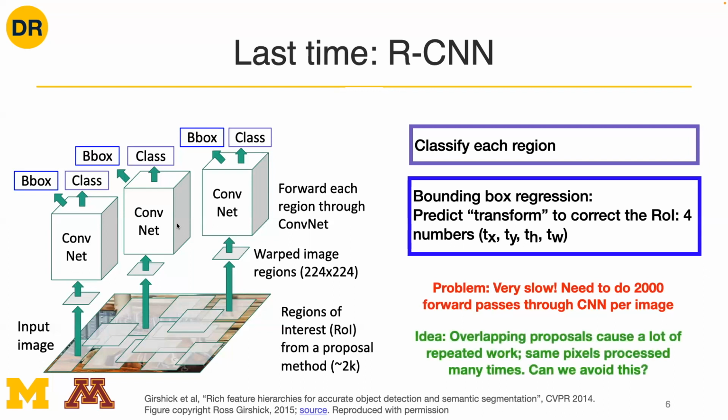And so this takeaway, this idea which we could try to extend RCNN with, is that these overlapping regions cause a lot of redundant, repetitive work. And so maybe we can try and avoid this.